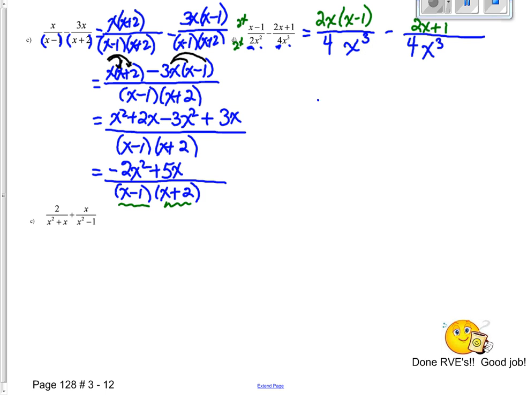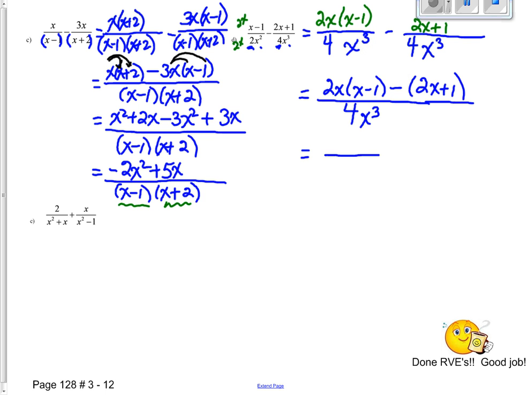When you subtract, the denominator is 4x cubed. And my top would be 2x times x minus 1, take away, bracket, because I'm going to take away all of that second numerator. And I need to be careful of my sign.